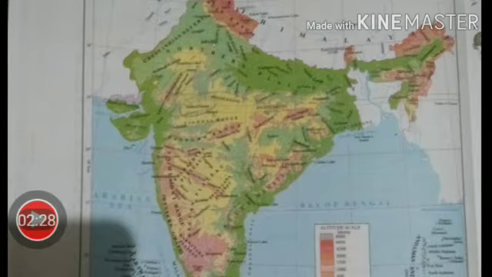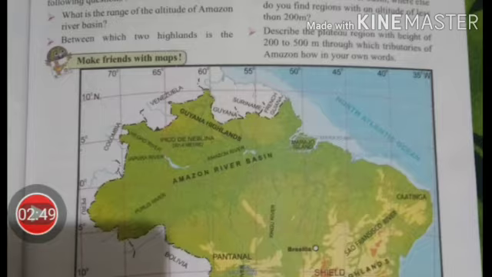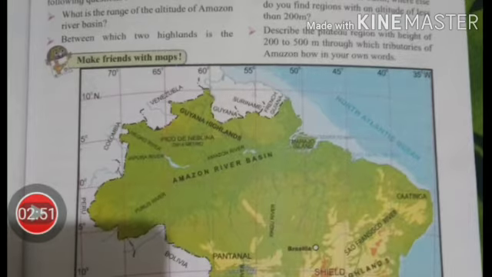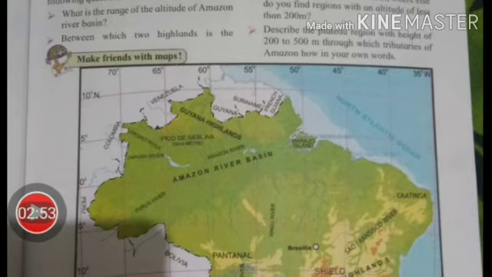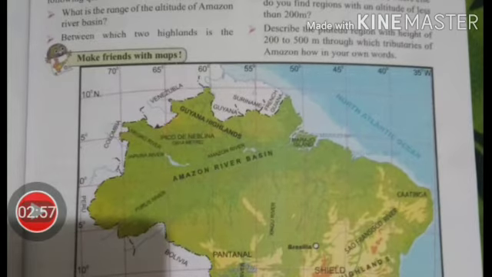Is that clear? Okay. 7. Give the relative location of the Nilgiri Hills. The location of the Nilgiri Hills is at the junction of the Western Ghats and the Eastern Ghats. In which direction does the height of the Sahyadri Hills increase? The height of the Sahyadri Hills increases in the southern direction.